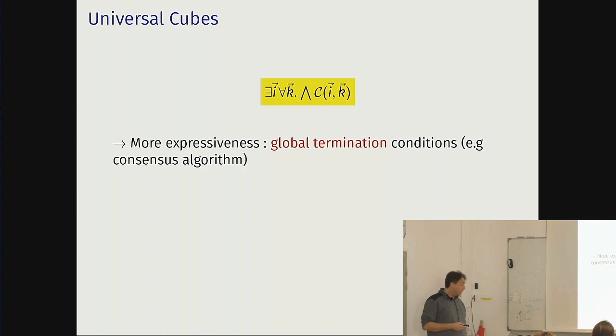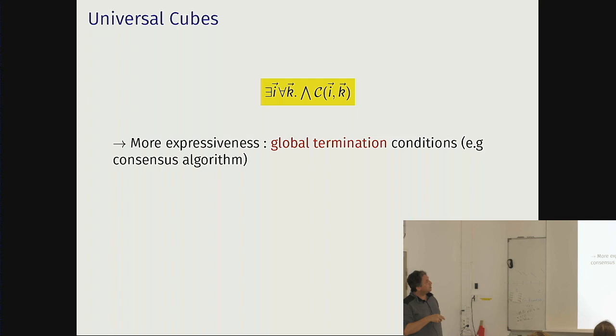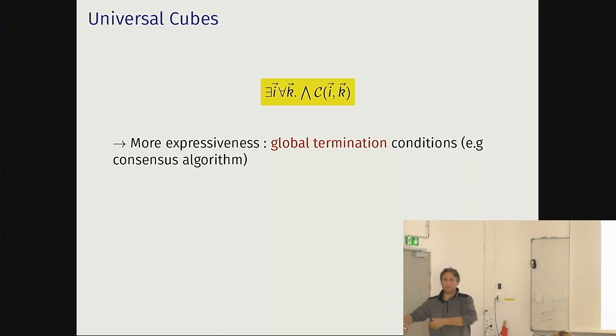More generally, the kind of formula we are interested in are a mix of formulas with a prefix of existential quantifiers and universal quantifiers. So that's an extension of cubes. There exists some process p i, and for all vector k, then some conjunction of literals. This is more expressive, and basically this kind of formula can express global termination conditions. For instance, in some consensus, you want to say that at the end of the consensus, when all processes have reached some location, then this is not possible. This is exactly what this kind of formula can express, a global termination condition that cannot be expressed using an existentially quantified formula.